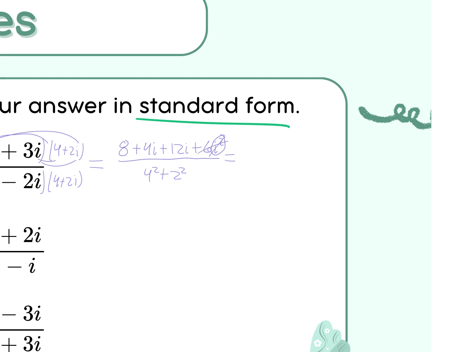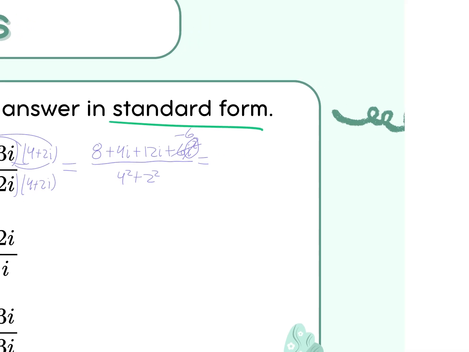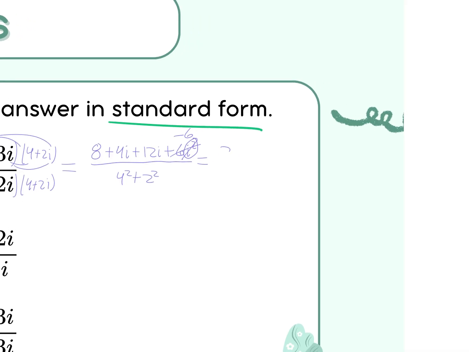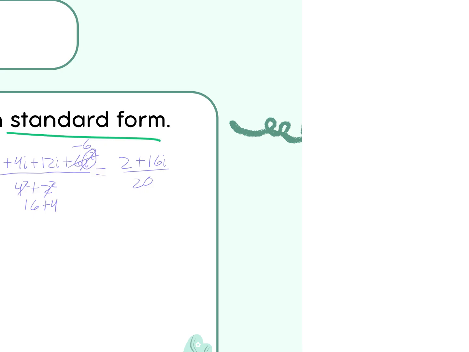All right. On the top, I can combine like terms, and then keep in mind i squared is -1. So that's going to turn this entire term into -6, right? 6 times -1 is -6. And then doing 8 minus 6 is going to get me a 2, plus 4i plus 12i is going to get me a 16i. And on the bottom, 4 squared is 16, 2 squared is 4, so I get a 16 plus 4, which is 20.